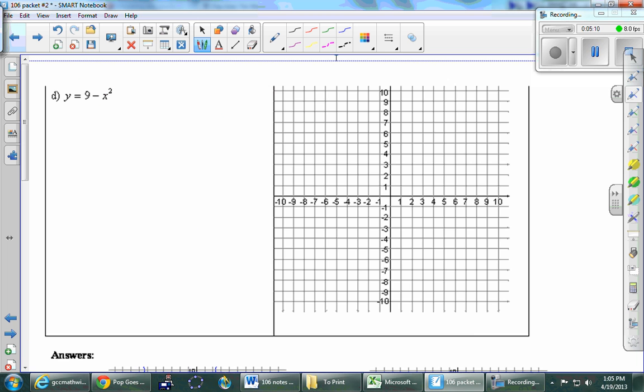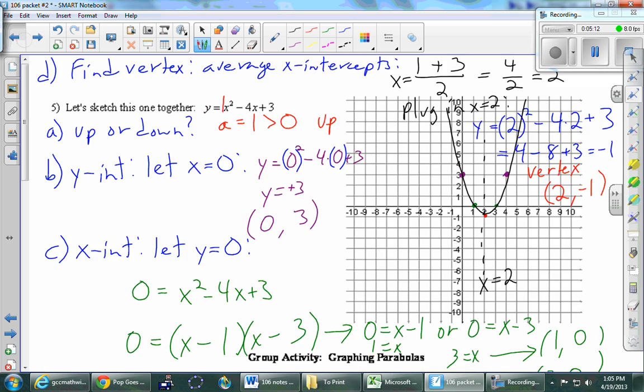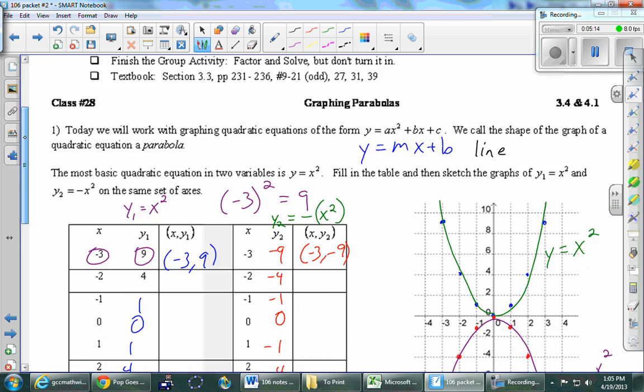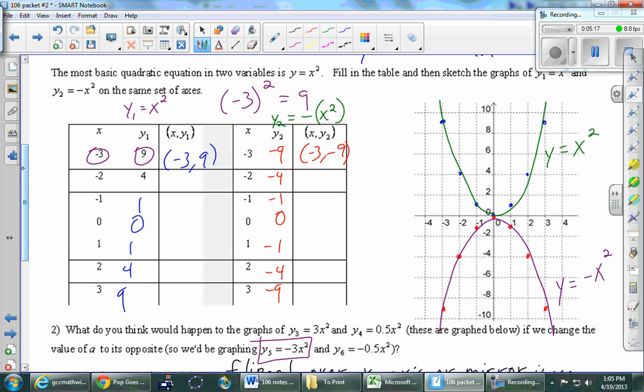Maybe I should have said more about this, but here's where we started yesterday. This green graph was our very first parabola that we drew, y equals x squared. And that right there is what the book is calling the standard parabola. That's the basic one for comparison purposes. Everything will be compared to this one. When I graphed negative x squared here in purple, how did it compare in terms of how wide it was? It was exactly the same.